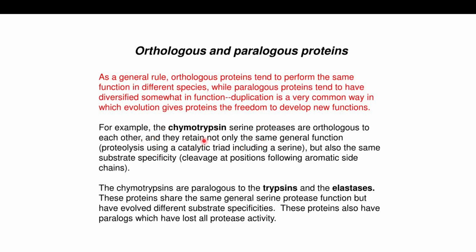They retain not only the same general function, which is proteolysis, a way of digesting a peptide bond, but also the same substrate specificity. It cleaves at positions following aromatic side chains. Chymotrypsins are paralogous to trypsins, however, and elastases, which are again two different enzymes. So these proteins share the same general serine protease function, but they have evolved different substrate specificities. These proteins also have paralogs which have lost all protease activity.